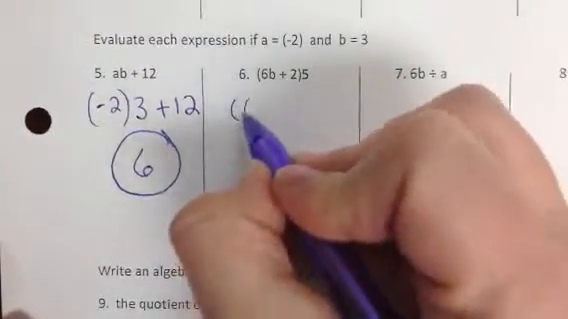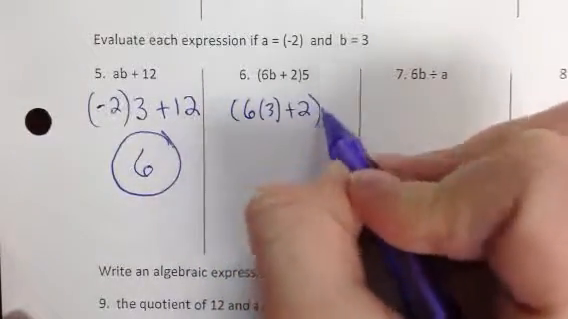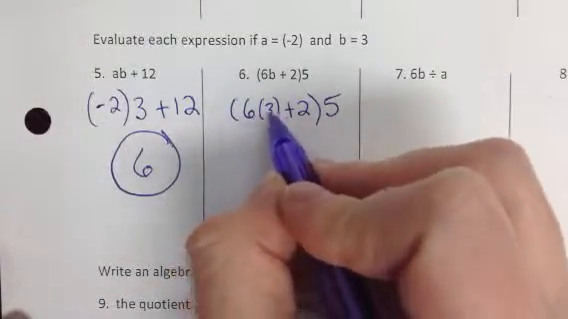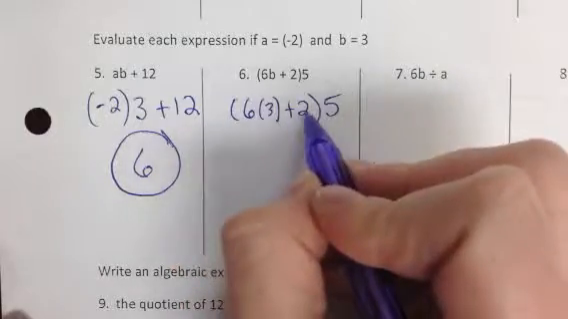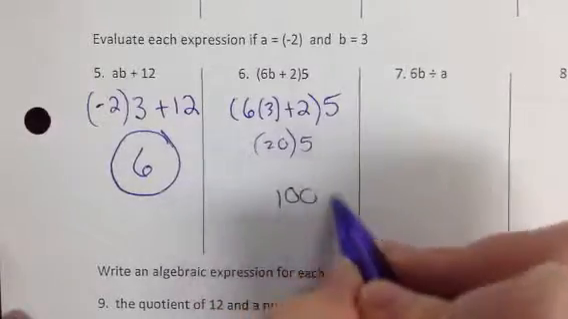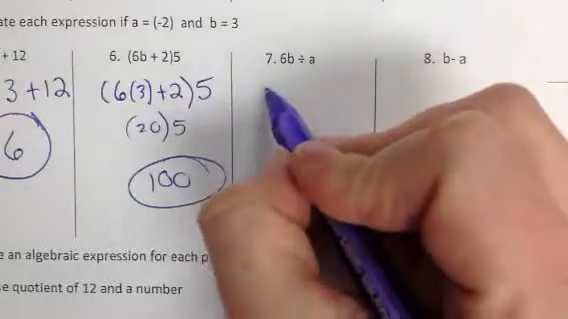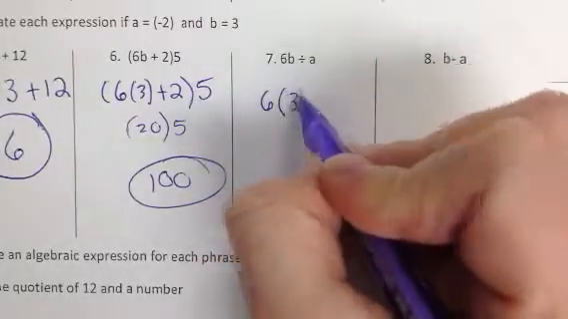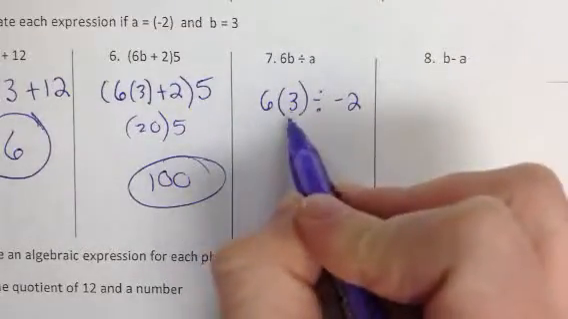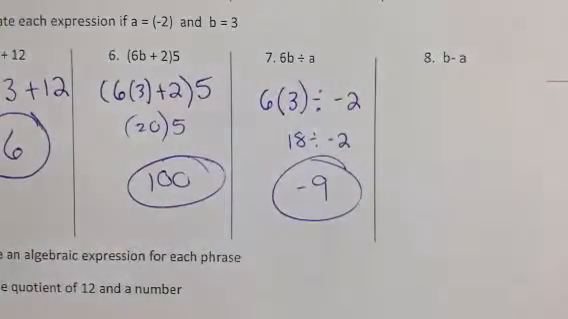On number 6, it says to do 6 times 3 plus 2 times 5. Well, that gives me 18 if I multiply. So 18 plus 2 is 20 for the whole parentheses right here. 20 times 5 is 100. Number 7 says to do 6 times 3 divided by negative 2. This part gives me 18, so 18 divided by negative 2 is negative 9.